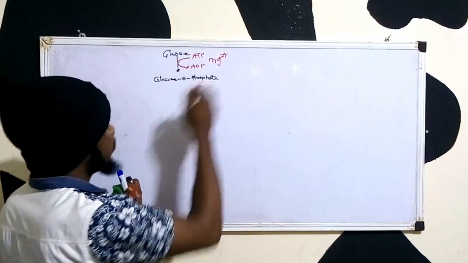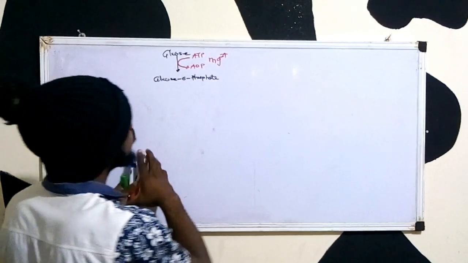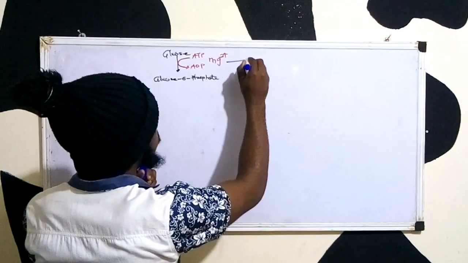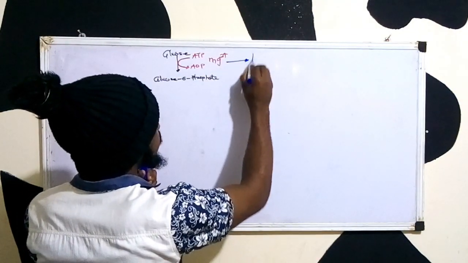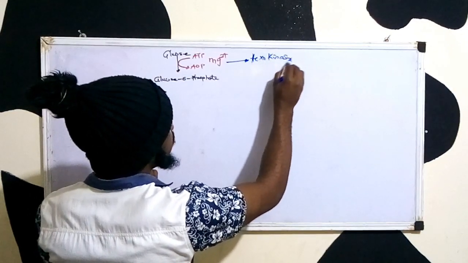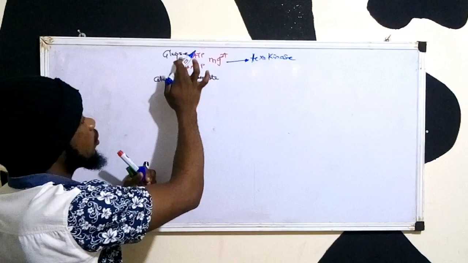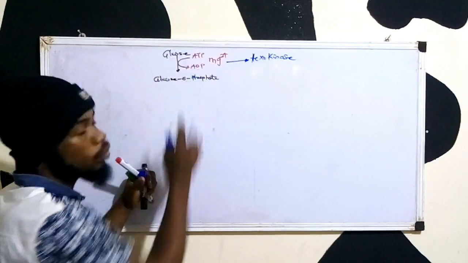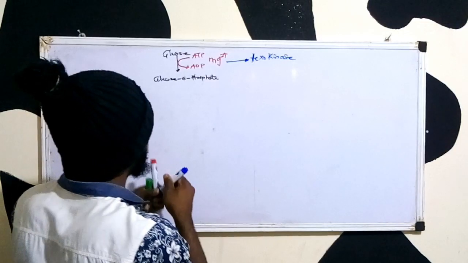This occurs through the help of an enzyme called hexokinase. Hexokinase helps in the conversion of glucose, the phosphorylation of the glucose molecule, to glucose 6 phosphate.